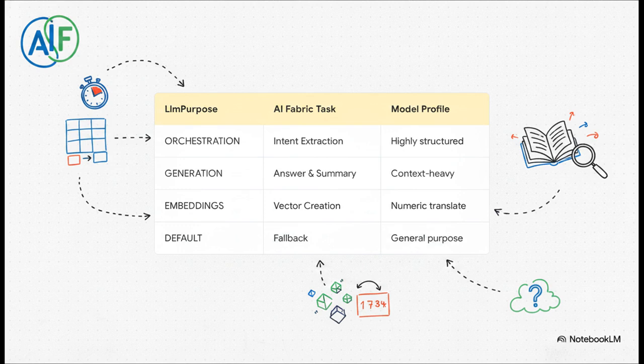Breaking that down a bit further, AI Fabric's purpose-specific routing ensures that a task like structured orchestration goes to a model specifically optimized for intent, something blazingly fast and super reliable at spitting out structured data. For generation, on the other hand, you absolutely want a model with a huge context window and strong reasoning capabilities to properly summarize retrieved evidence for RAG. Similarly, when the task is simply embeddings, AI Fabric smartly routes that to a profile optimized purely for numeric translation. And, of course, if all else fails, a default profile is there to catch any fallback operations. It's all about aligning the specific task with the ideal model profile.